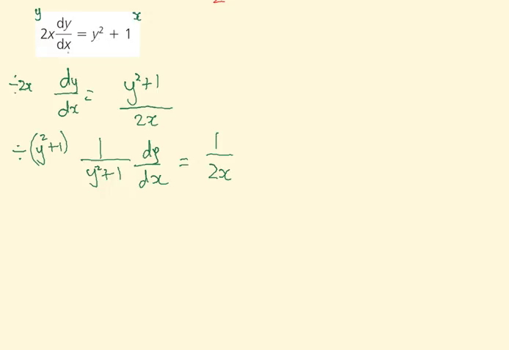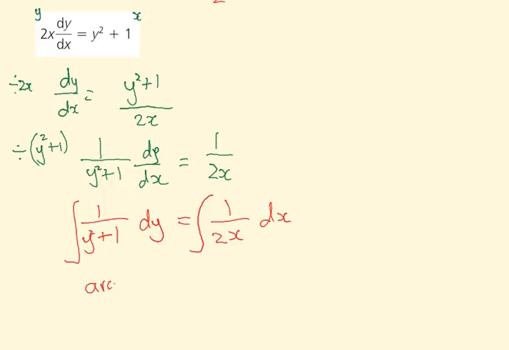We're now going to integrate with respect to x, which, if you recall what we did in the last question, allows us to cancel out this dx term here, and it's actually going to be an integral with respect to y on the left, and an integral with respect to x on the right. That leaves you with arctan y on the left, because you obviously spotted that this was an arctan result, equals a half ln x plus your constant c.